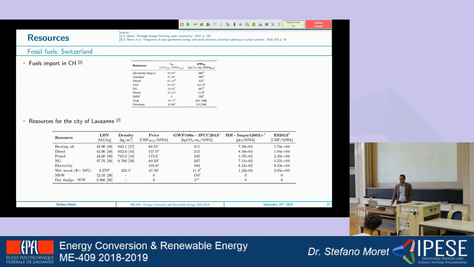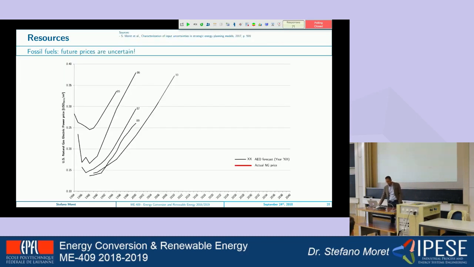And here I report, only for your information, what is the current situation in Switzerland. So you see that today importing fossil fuels in Switzerland is still relatively cheap. Natural gas is imported at around 3 cents per kilowatt hour. Coal, which is extracted today at around 1 cent per kilowatt hour, is imported in Switzerland at around 3 cents. So these prices of fossil fuels today that we have on the market are still really, really low. And here I report also, again, for your information, what are the prices that you have in the city of Lausanne.